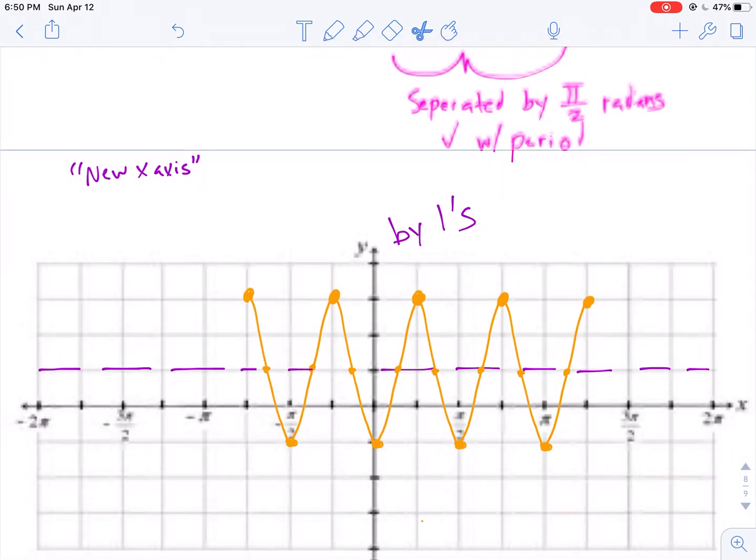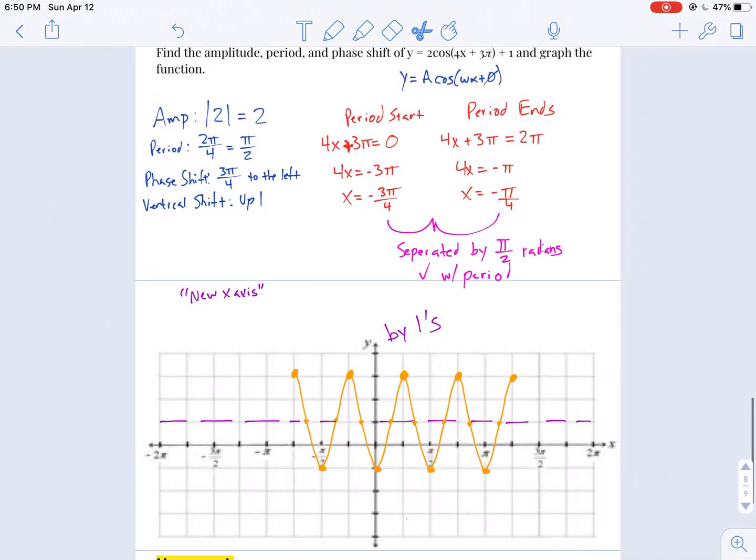I went through, I figured out where it starts, I figured out where it stops, I shifted my axis, I put my amplitude in. This is what 2 times the cosine of 4x plus 3 pi looks like. Now this does all seem very complicated, but there is a series of steps you can follow, and you can ask yourself some questions. What did I find my period to be? Does it look this way on the graph?